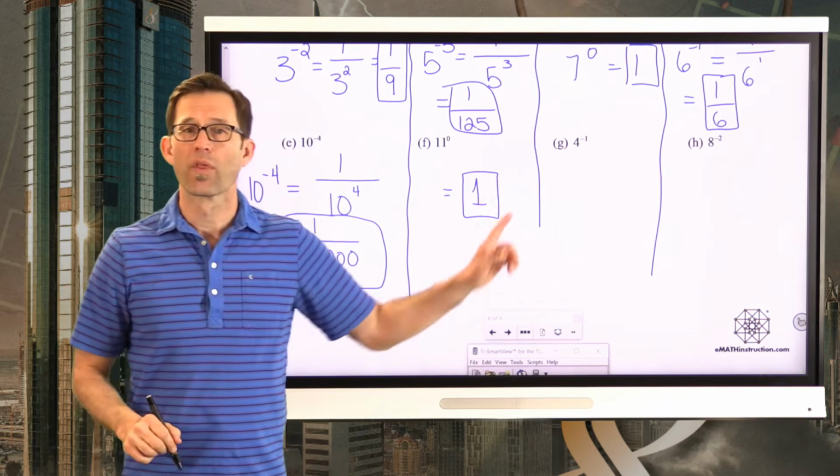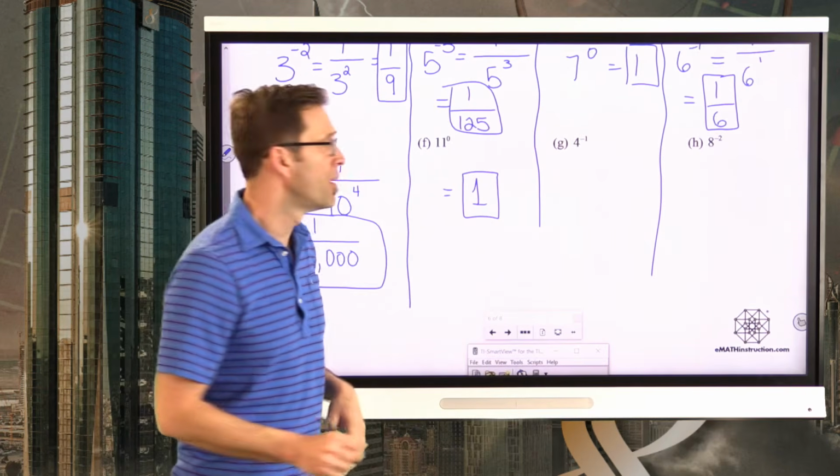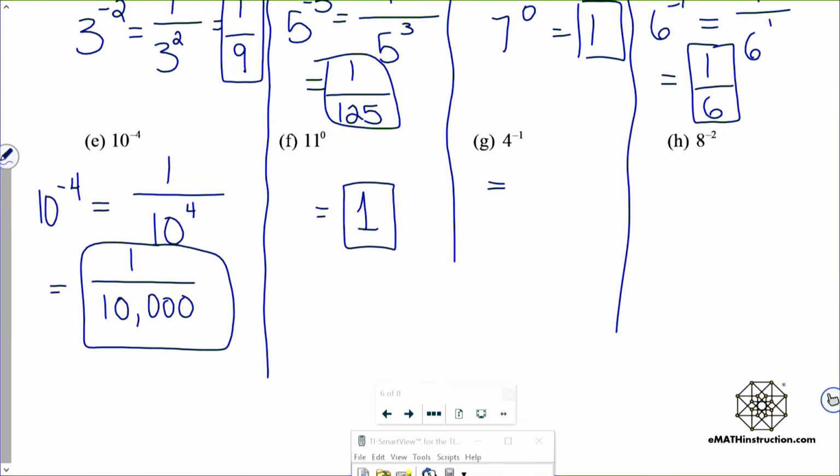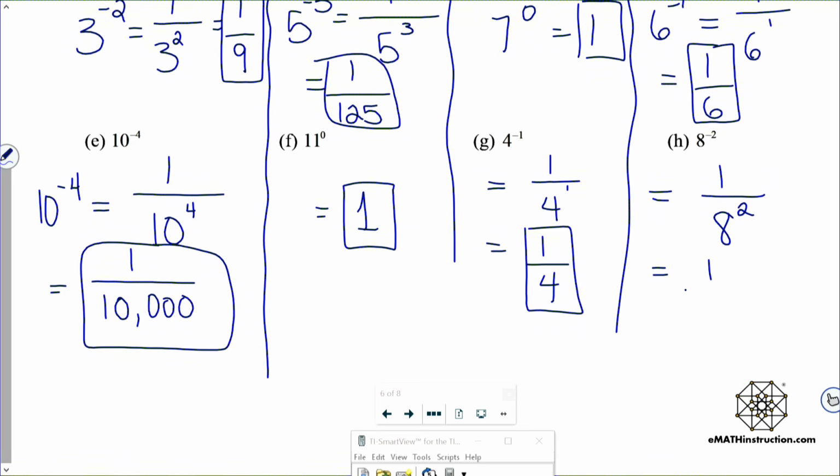Okay, 4 to the minus 1 is very similar to the problem up there. That's going to be equal to 1 over 4 to the first, which is 1/4. And finally, 8 to the negative 2, this is going to be 1 divided by 8 to the second. 8 to the second is 64, so 1/64.